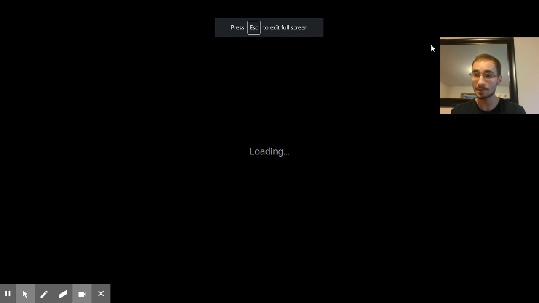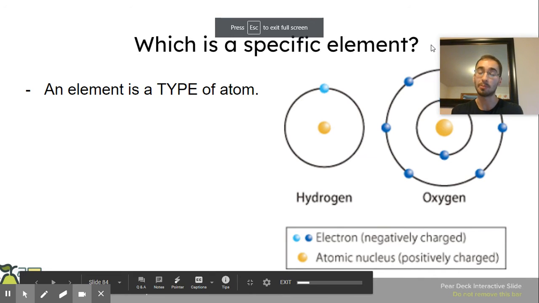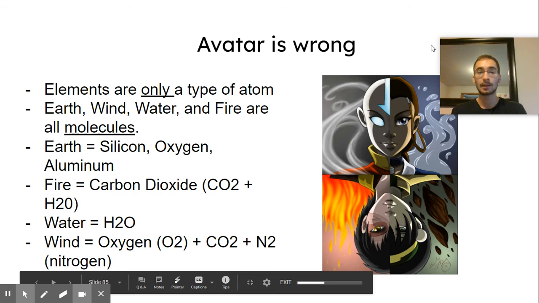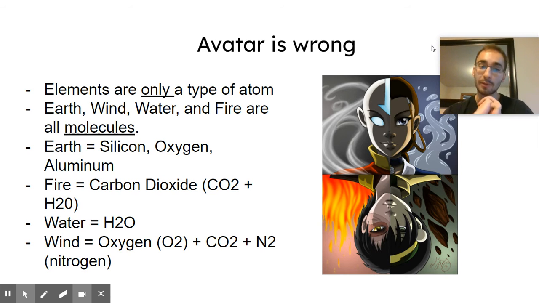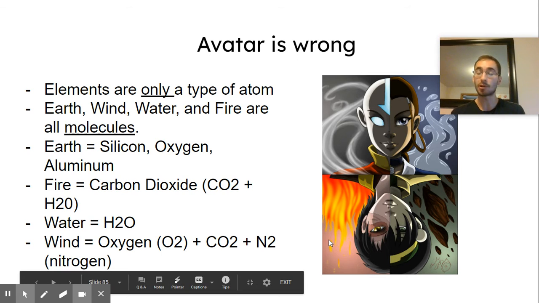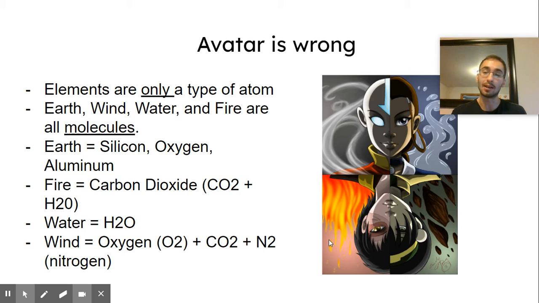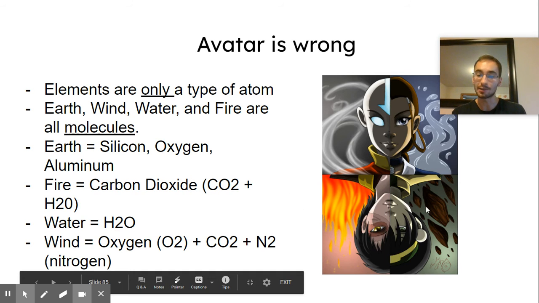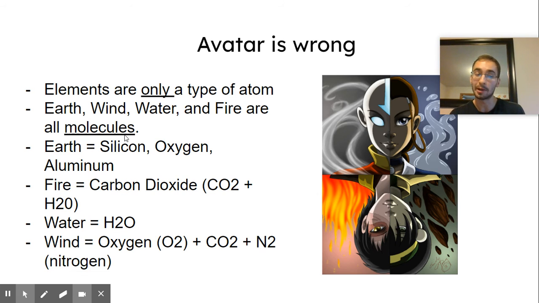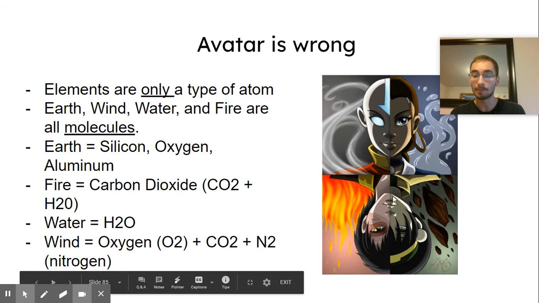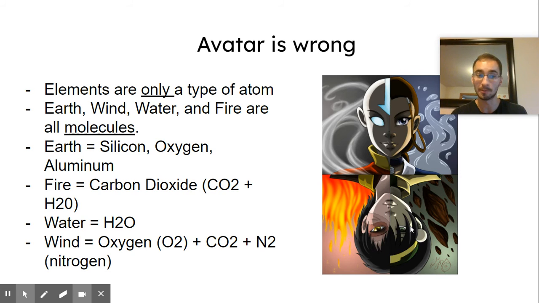Okay. So elements are types of atoms. Molecules are multiple atoms. You may have heard of elements before in a show called Avatar or another movie. Elements are only a type of atom. So earth, wind, water, and fire, those are all molecules. Those aren't elements. Earth is made up of a combination of silicon, oxygen, and aluminum. Silicon and aluminum are metals, which is why she can bend metal, but it's not an element, it's a molecule.